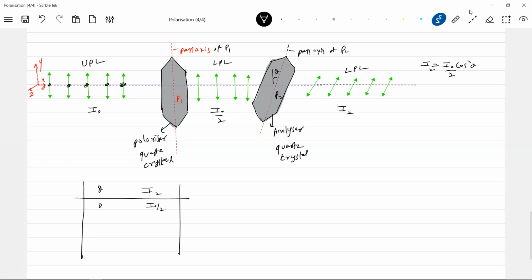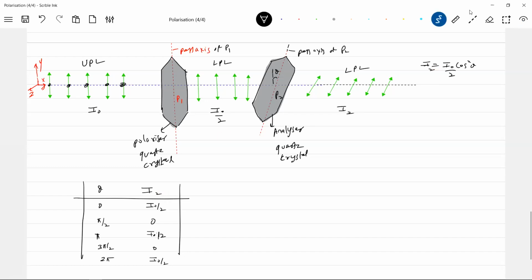Now theta equal to pi by 2. Will anything happen to the intensity? Put theta 90, it will become 0. At pi, I naught by 2. At 3 pi by 2, 0. At 2 pi, I naught by 2. Got the idea? This will be the intensity of the analyzer.